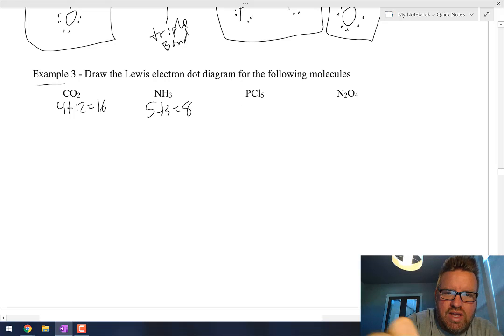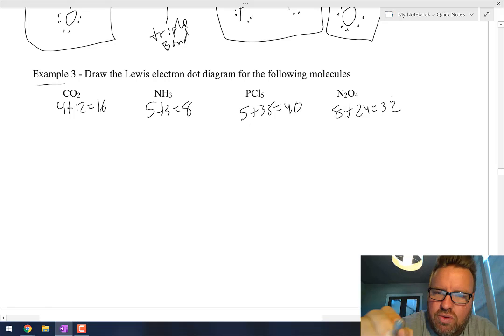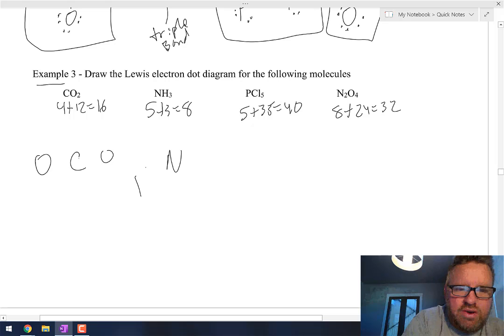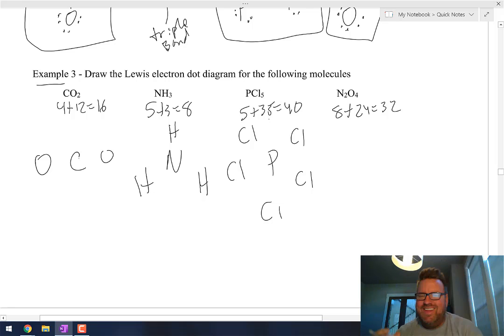5 plus 3 is 8. 5 plus 35 is 40, and 8 plus 24 equals 32. Okay, now I'm going to put 1 in the center, put the other ones around them. 1 in the center, other ones around them. Move that away a little bit more. Okay, PCl5, gross. Okay, 1 in the center, yep, and I'm going to put everything else around it. Even though I'm trying to get to 8, remember, sometimes you don't have a choice.